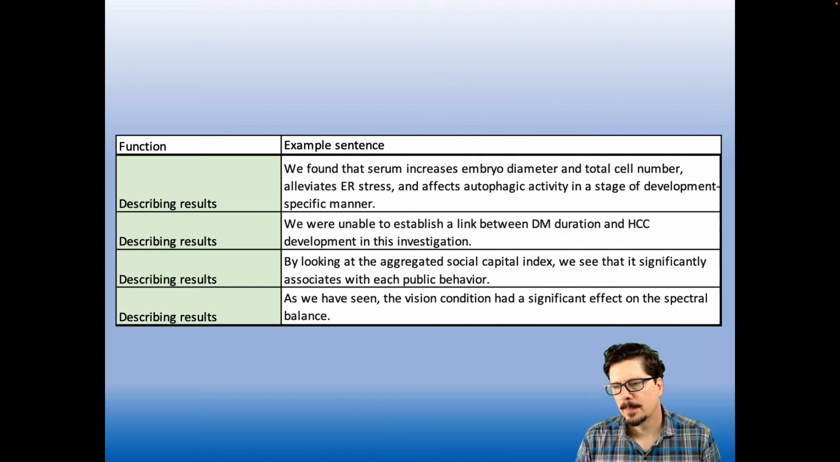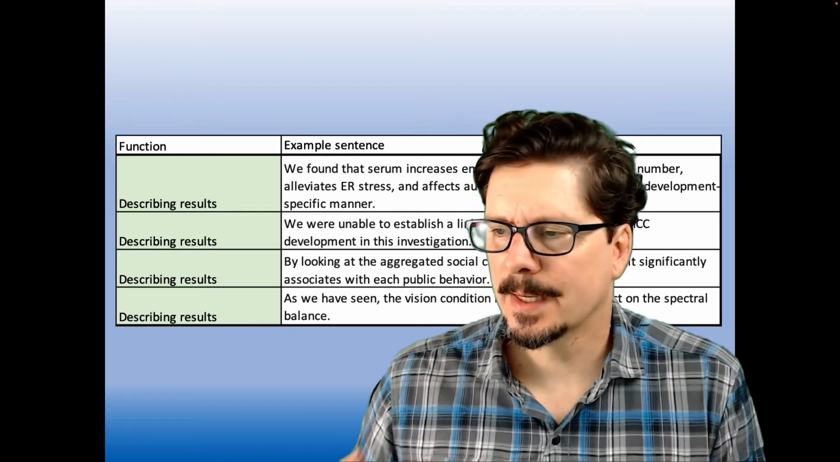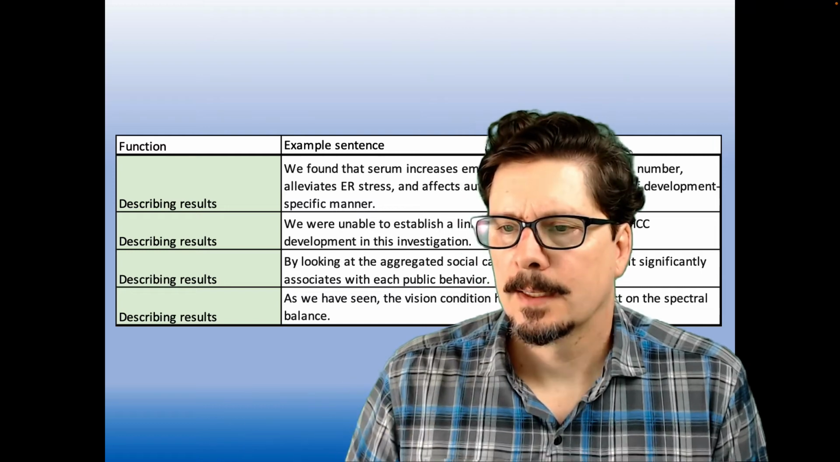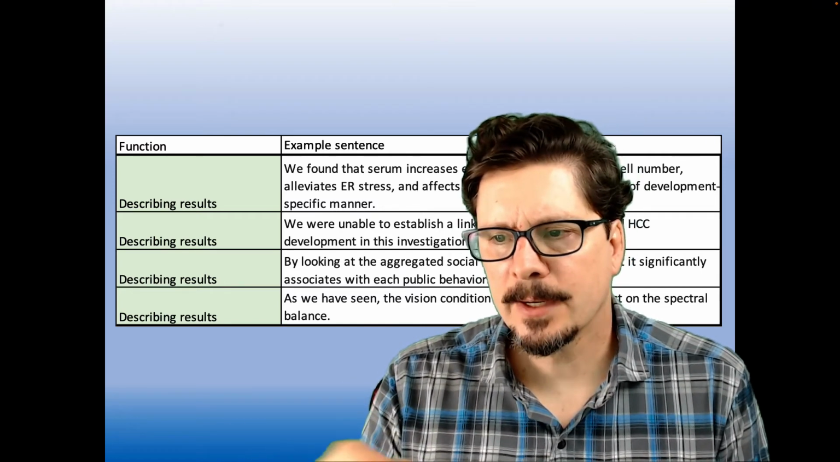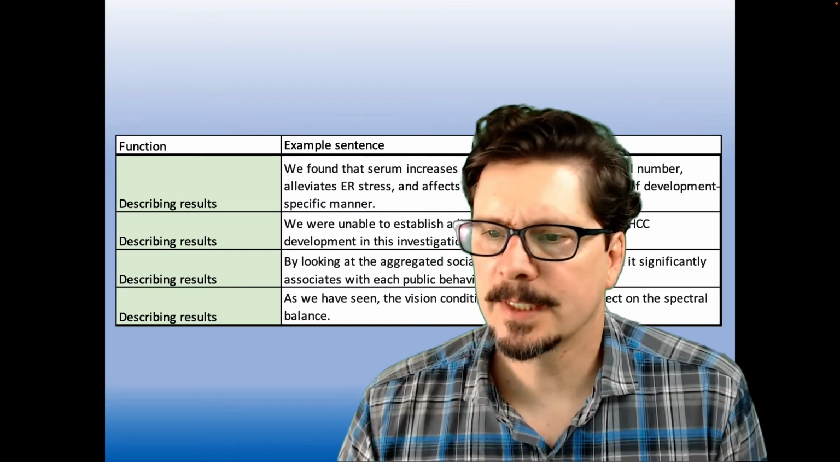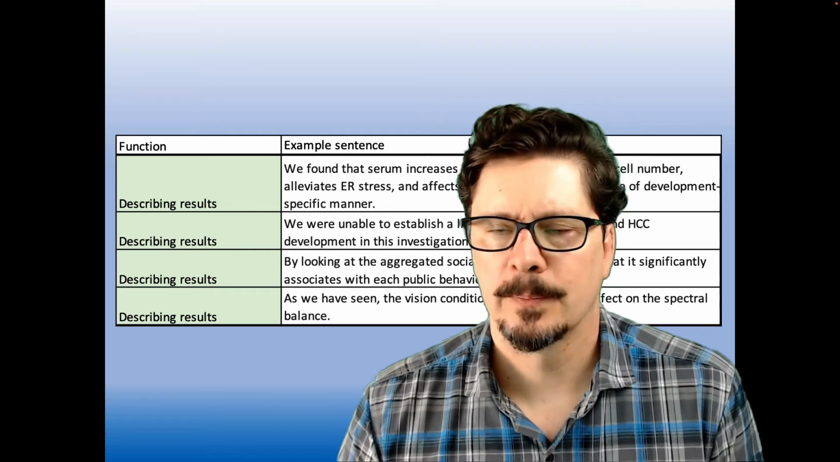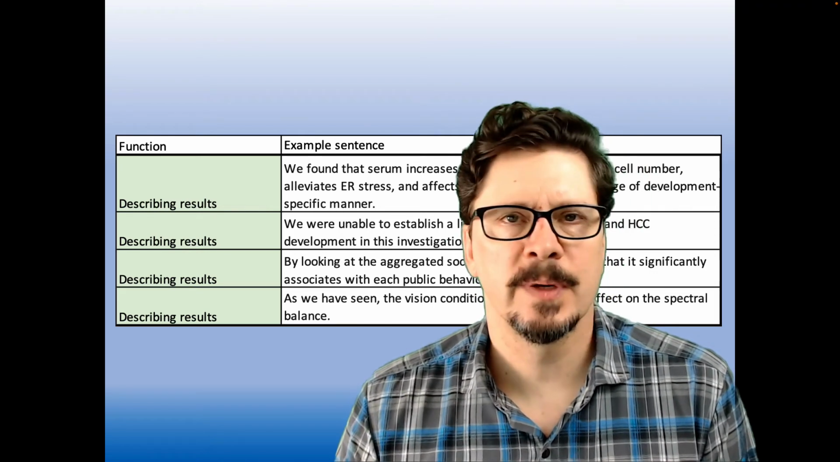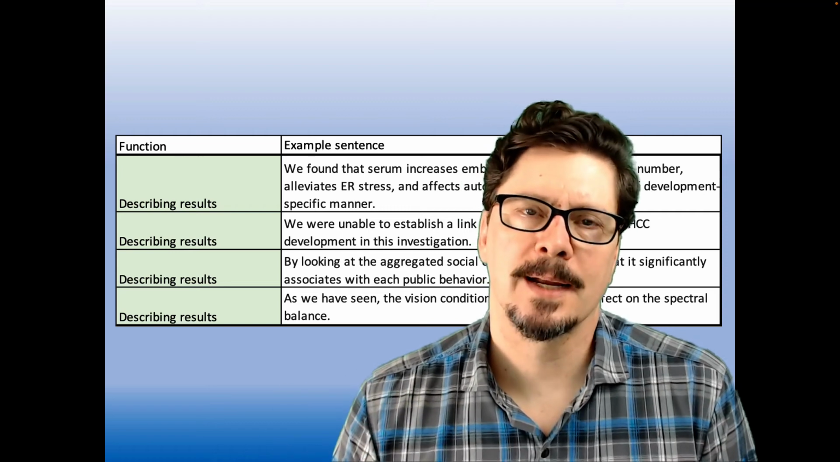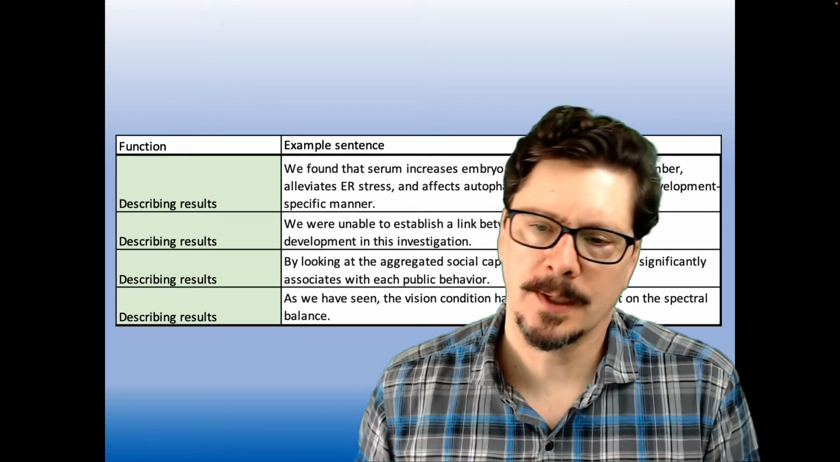Third example: "By looking at the aggregated social capital index, we see that it significantly associates with each public behavior." Again, we could cross out "we see that," and just say the aggregated social capital index significantly associated with each public behavior. It's the same information, now the focus is back on the science, off of the authors.